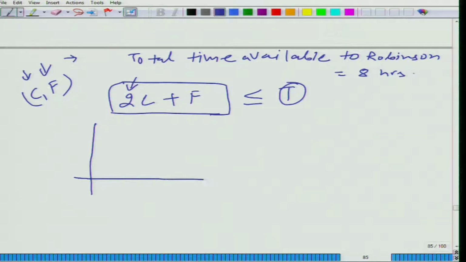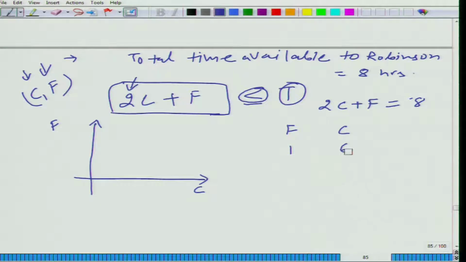Can we draw it? Let us say we put C on the x axis and F on the y axis. How would it look? A downward sloping straight line. Just so that it becomes clear to you, let us forget this less than sign and just focus on 2C plus F is equal to T. So, if F is 1 unit, and let us put here for this example T is equal to 8, how many C can you get? 3.5. You can get 6.